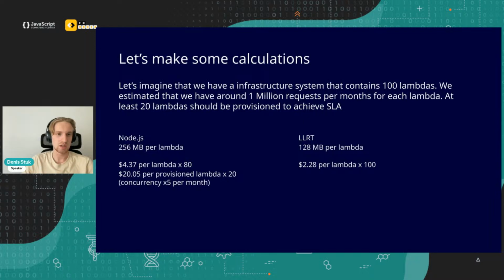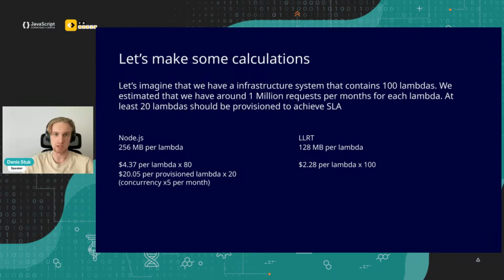Another point is that for the Node.js stack, we will need to provision some lambdas to improve the performance. This example is quite synthetic, of course, because we can use different concurrency for lambda, but let's assume that we would like to use x5 per month. And this lambda will cost us $20 per single lambda. And the difference is quite big. So it's something around x10.